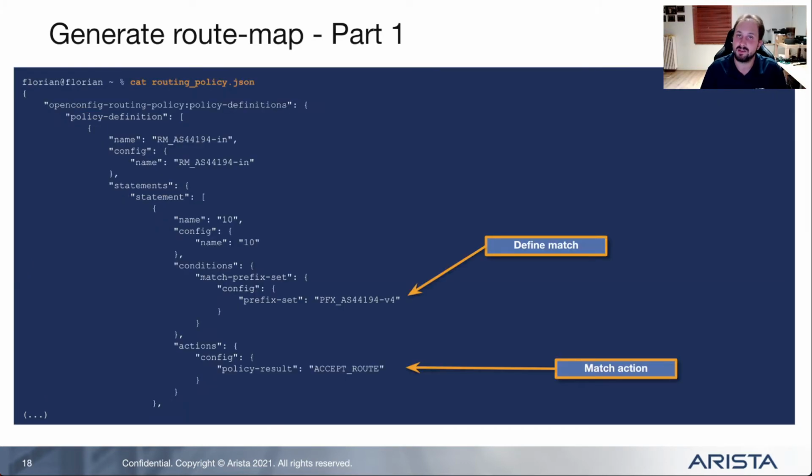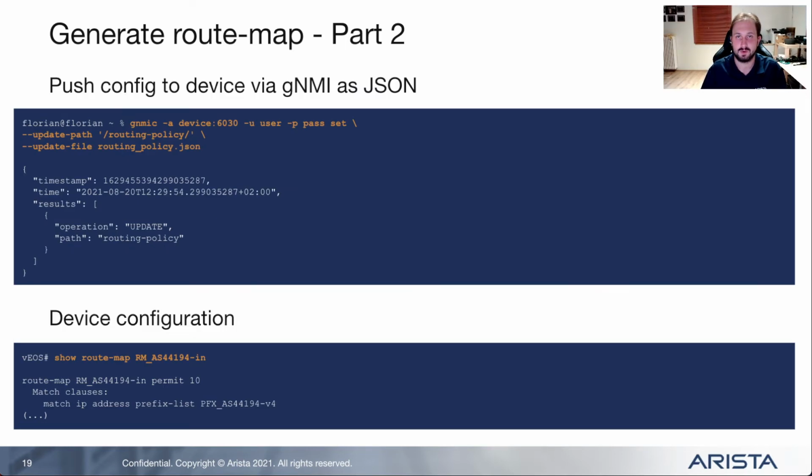With similar Python code, which is all on the GitHub repository I showed earlier, you can also JSONify the route maps. In my case, they're pretty simple. Match on prefix list, then accept, as well as a drop everything at the end. Once we pushed it to the device, we get the pretty route map below. In my example, prefix lists and route maps are part of the same JSON file, and I'll show you something more in the demo later on.